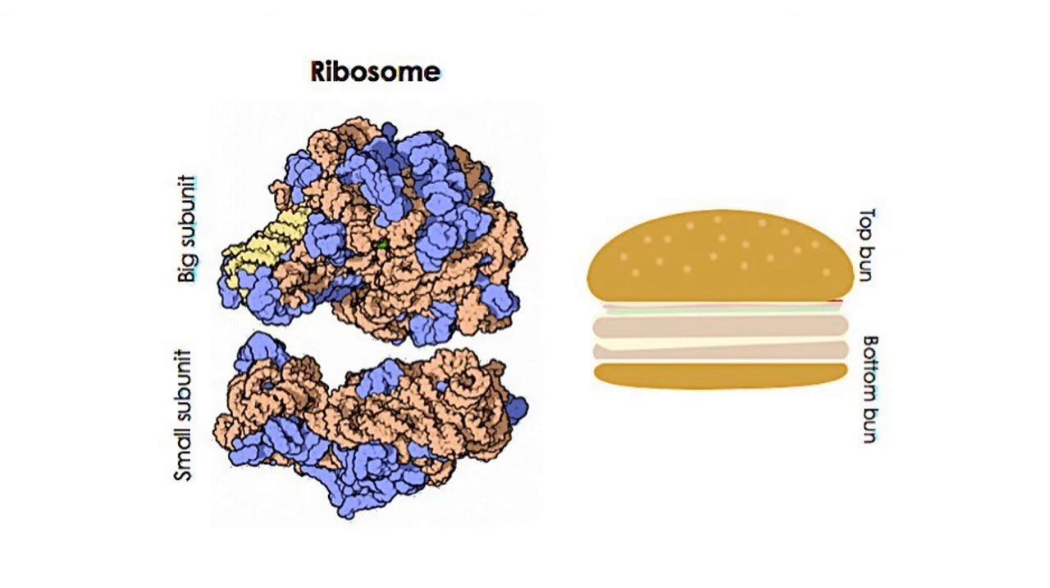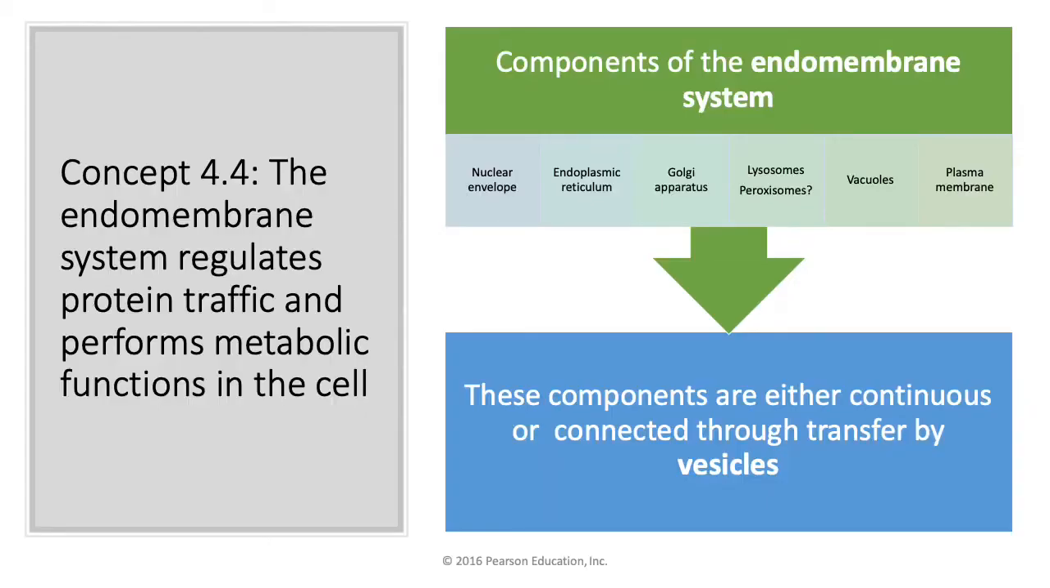Ribosomes have two subunits, a big subunit and a small subunit. I think they look like a hamburger bun. I didn't make this picture, but I appreciate it. Okay, so that's ribosomes. Now let's talk about the endomembrane system.